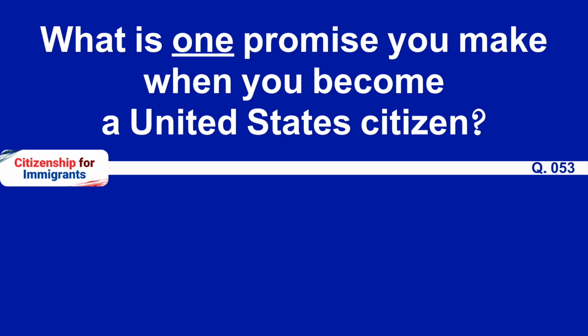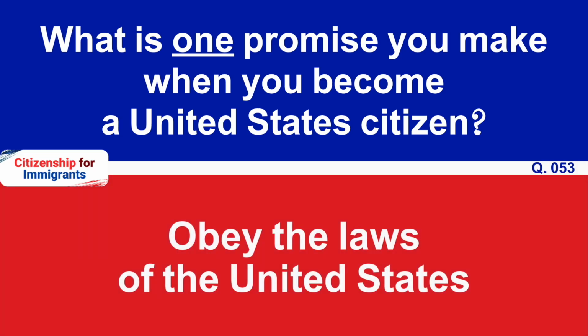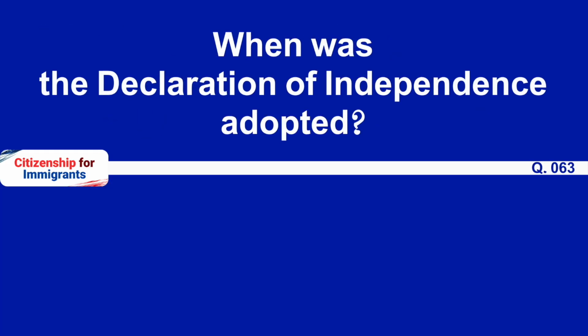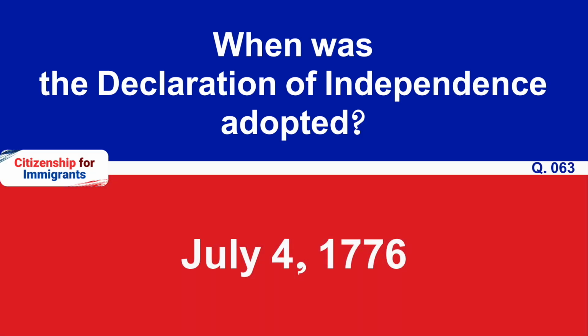What is one promise you make when you become a United States citizen? Obey the laws of the United States. When was the Declaration of Independence adopted? July 4, 1776.